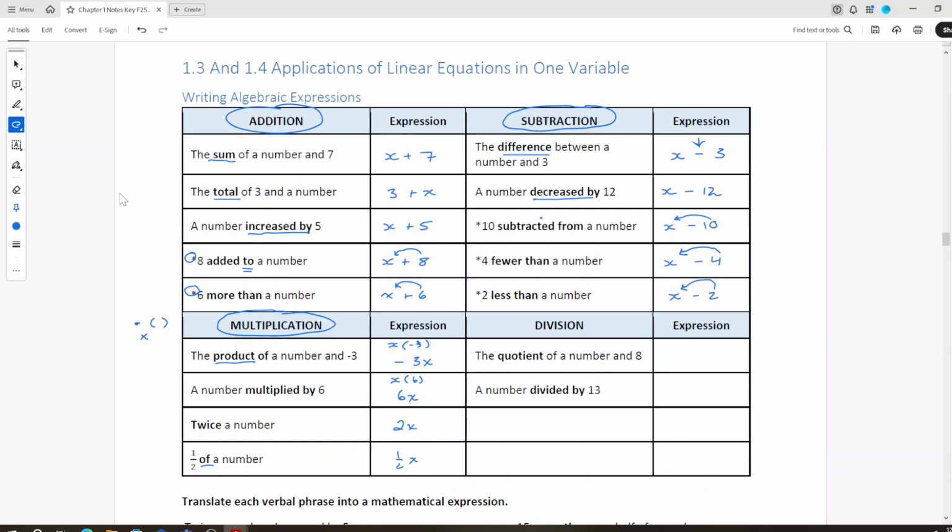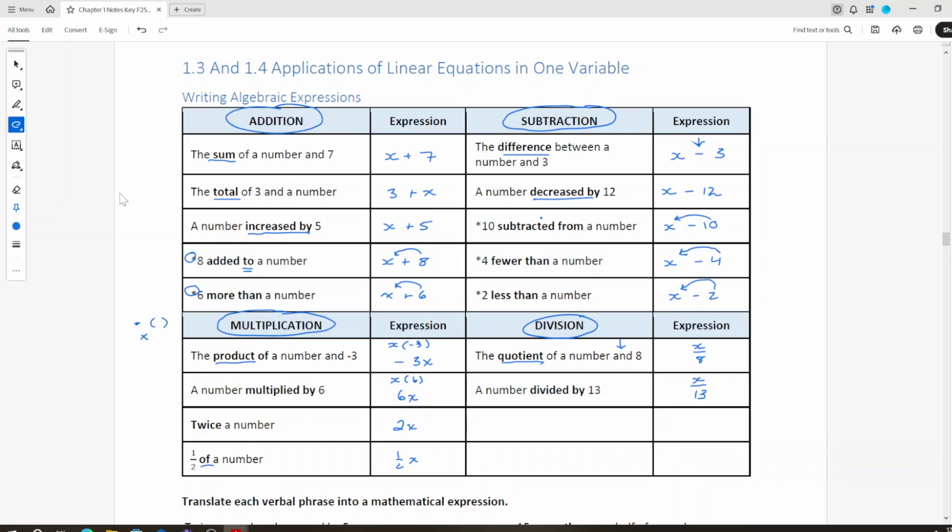And then lastly, words that mean division. The answer of a division question is the quotient. So the quotient of a number and 8. Whatever they put after the word and goes on the bottom. So if it's the quotient of a number and 8, it would be x divided by 8. If it was the quotient of 8 and a number, the x would go on the bottom. And then lastly, if we have a number divided by 13, you'd have a number divided by 13.